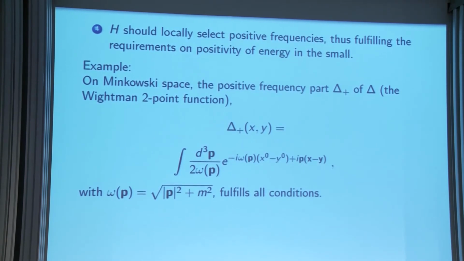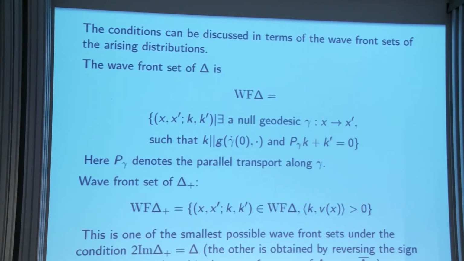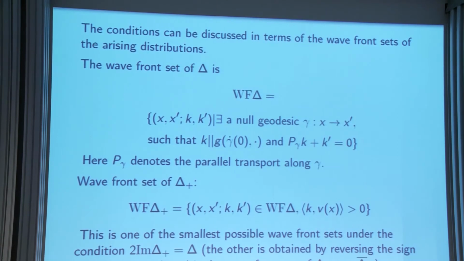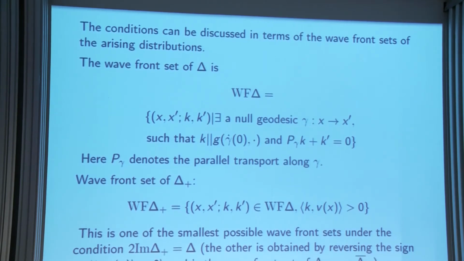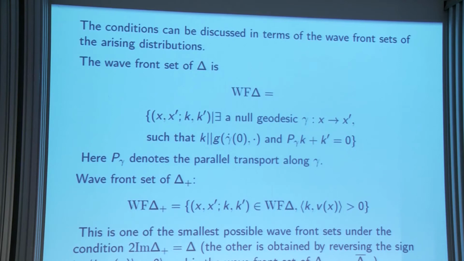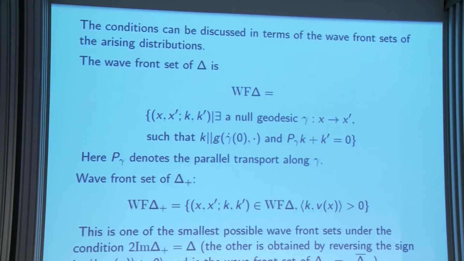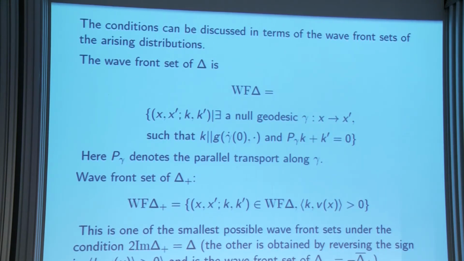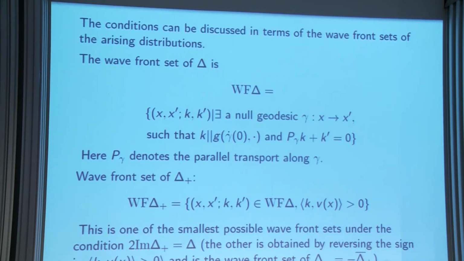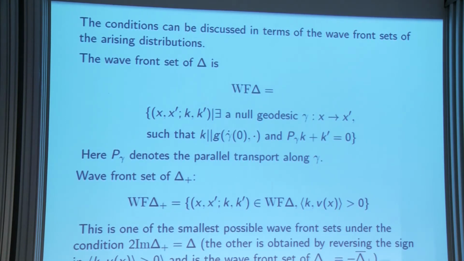Okay. So now, to discuss this condition, one uses techniques from microlocal analysis. In particular, one uses the concept of wavefront sets. So the wavefront set is a subset of the cotangent space. The commutator function delta is a distribution on the product of the manifold with itself. And the wavefront set is then a subset of the cotangent space of the product of the manifold with itself.